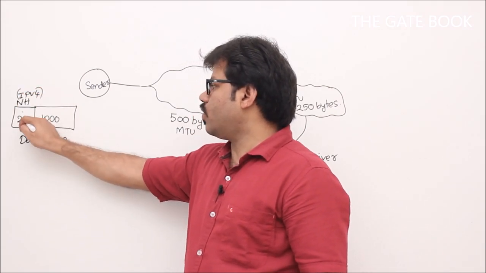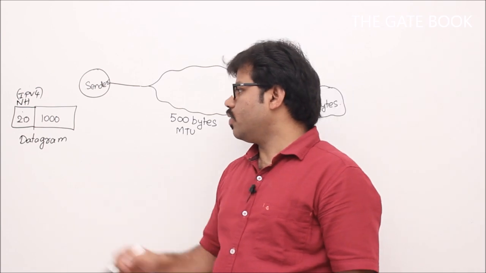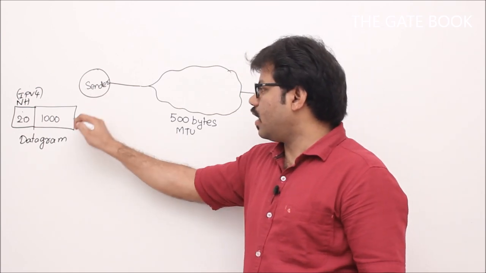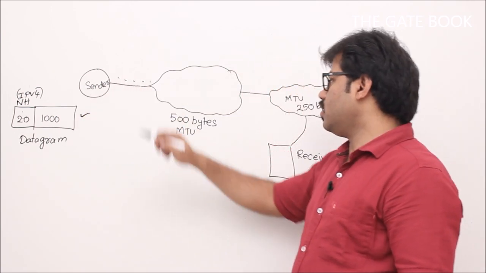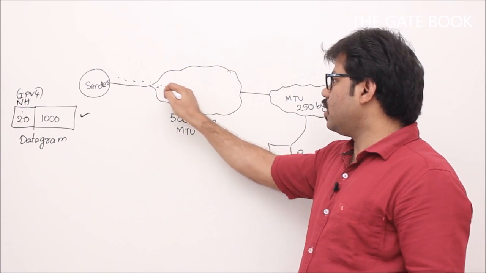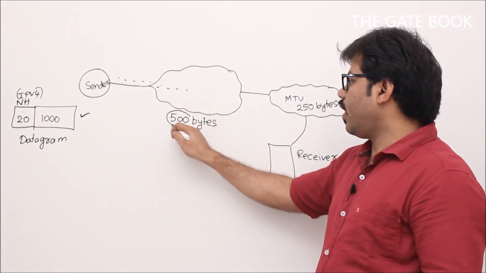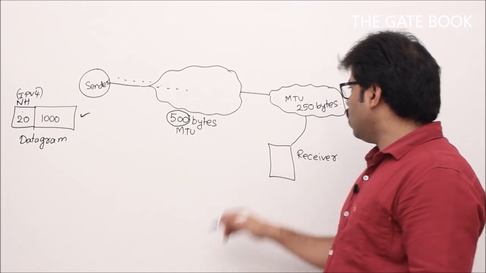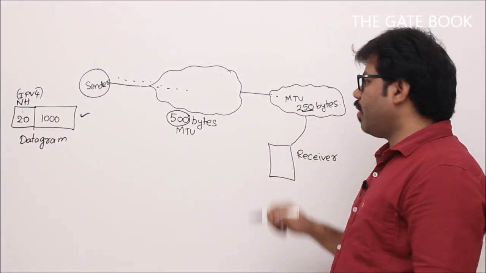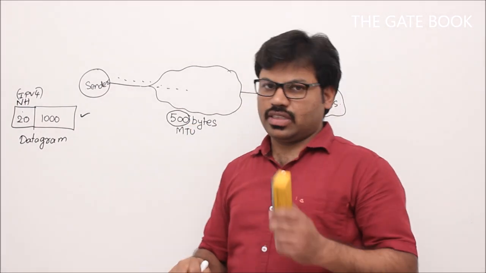So this is this one. That means options are 0. Now the sender is sending this kind of datagrams. They will go like this. When they are passing through this network, only 500 bytes is allowed. When they are passing through this one, 250 bytes are allowed. Then what we are going to do, we'll see.